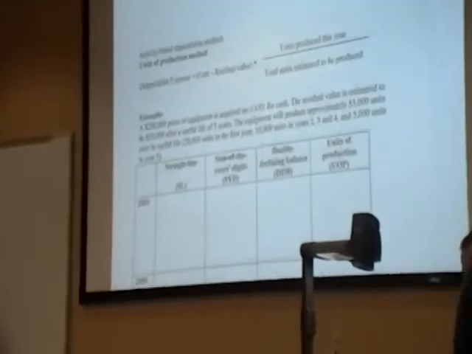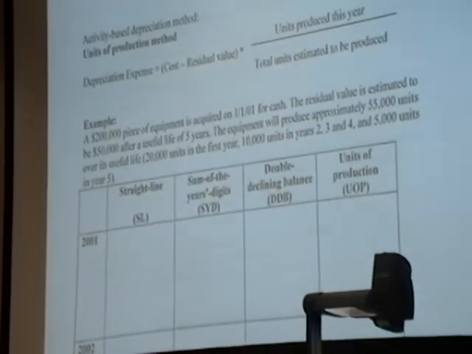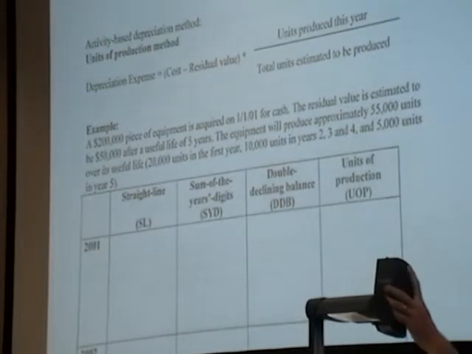So a bunch of this is review. We're going to add a layer to this on the next page, so it does get slightly harder on the next page. A $200,000 piece of equipment is acquired at the beginning of 2001 for cash. The residual value is estimated to be $50,000 after a useful life of 5 years.